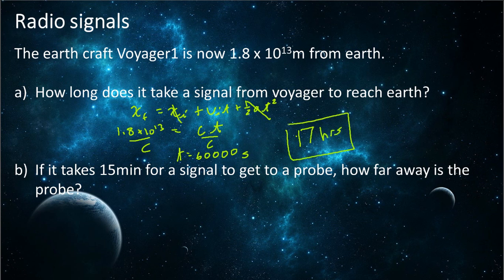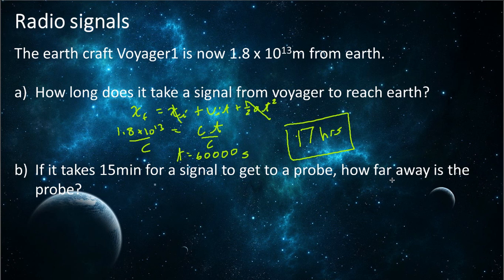It takes 17 hours for that signal, so we're not going to be able to make anything but a very planned course correction, assuming that we can even control where it's going at this point. If it takes 15 minutes for a signal to get to a probe, how far away is the probe?